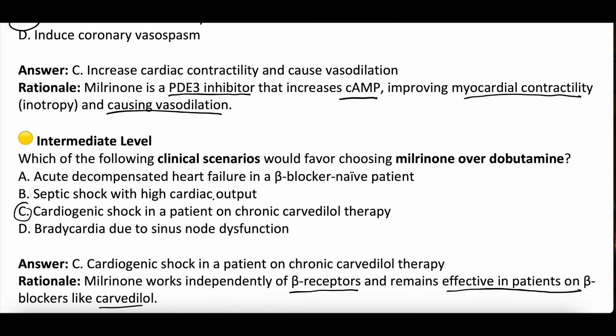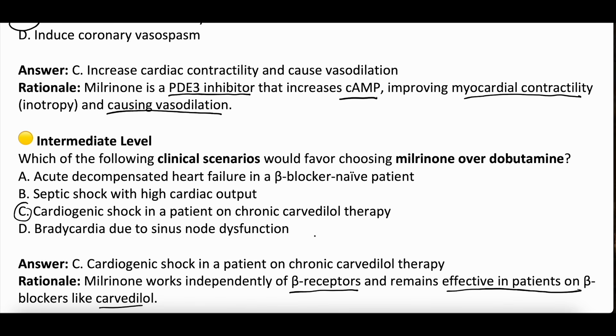For answer B, septic shock with high cardiac output, you wouldn't start an inotrope, either milrinone or dobutamine, in someone who had a high cardiac output, right? These are inotropes to try to increase a low cardiac output. We already talked about answer C, and then D, bradycardia due to sinus node dysfunction. Dobutamine actually has more chronotropic effect, or it increases the heart rate more than milrinone, so you would choose dobutamine over milrinone in someone bradycardic.